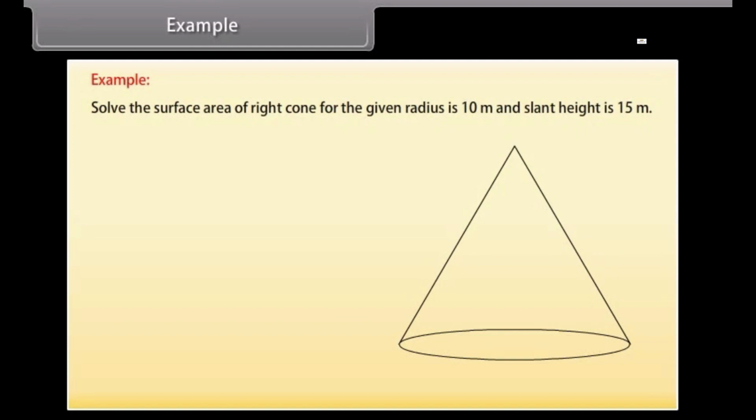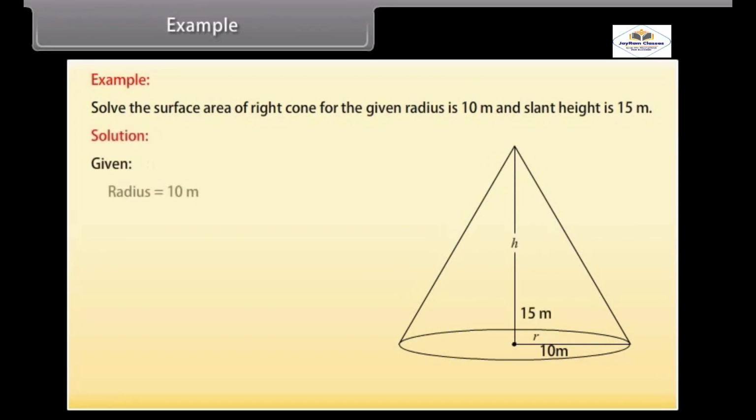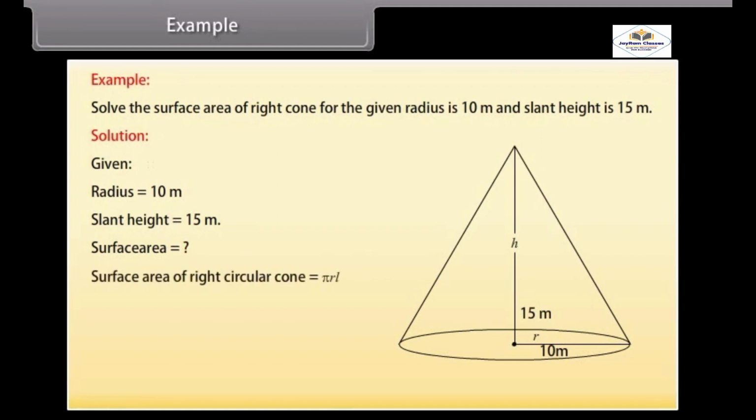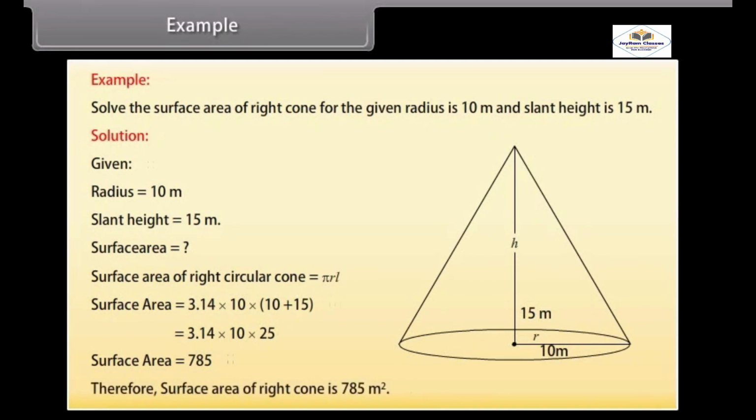Example. Solve the surface area of a right cone for the given radius of 10 meter and slant height of 15 meter. Solution. Radius and slant height, which are 10 and 15 meter respectively, have been given. We have to find the surface area. We know that surface area of a cone is equal to pi r into (L plus r). Therefore, by substituting the values we get, surface area is equal to 3.14 into 10 into (10 plus 15). By solving this, we get surface area is 785. Therefore, surface area of the right cone is 785 square meter.